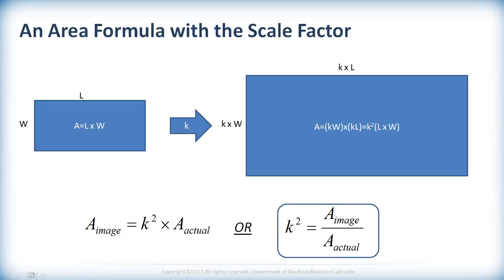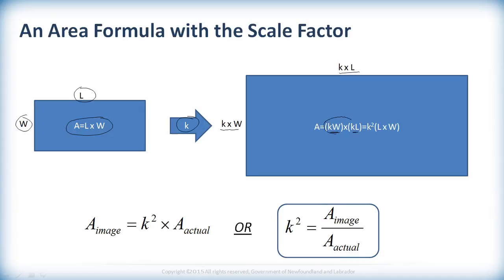Well, an area formula with a scale factor can be developed if, instead of calling it 2 by 5 or 4 by 10, we just call the original one a rectangle with width and length of W and L. And then when I scale it up by a factor of k, I multiply those dimensions by k. So the width becomes k times W, and the length becomes k times L. Okay, so the area of the original is L times W. The area of the scaled up diagram, though, is going to be kW times kL.